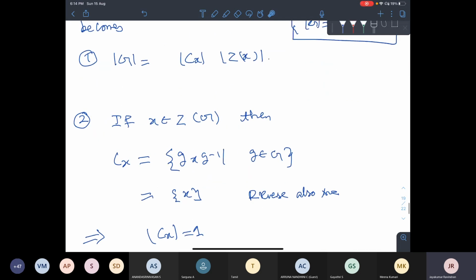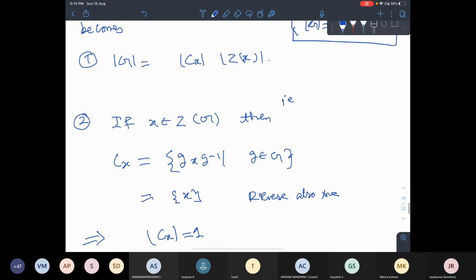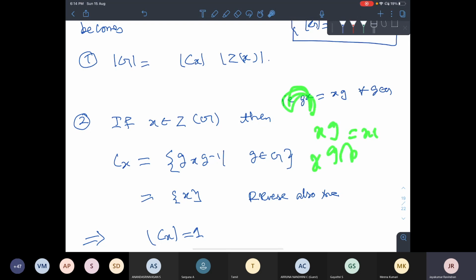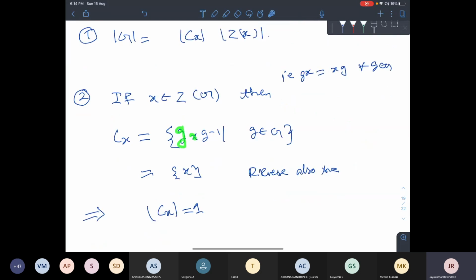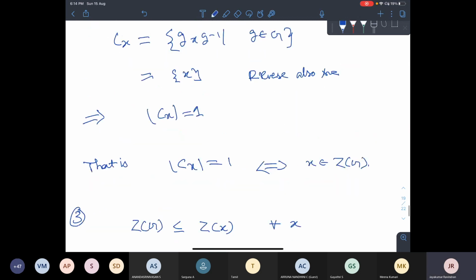Now, whenever X belongs to the center of G, that means X commutes with everything. That is, gx equals xg for every g. X commutes, so X can move from here to there. That's called commutativity. So xgx inverse is nothing but g x x inverse, so this is just simply g, and the conjugacy class becomes just 1.